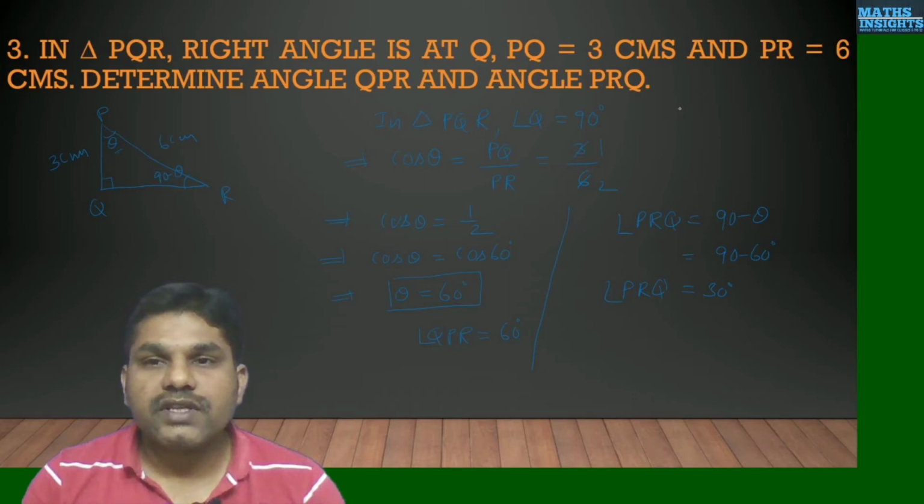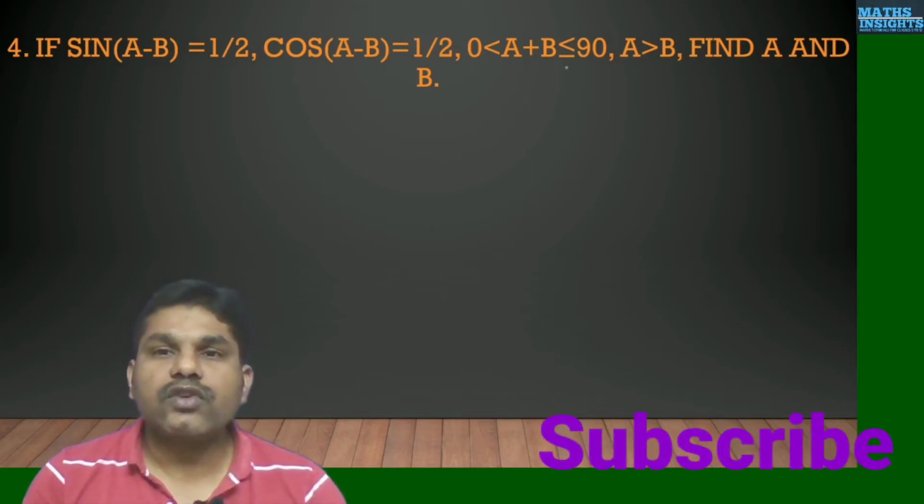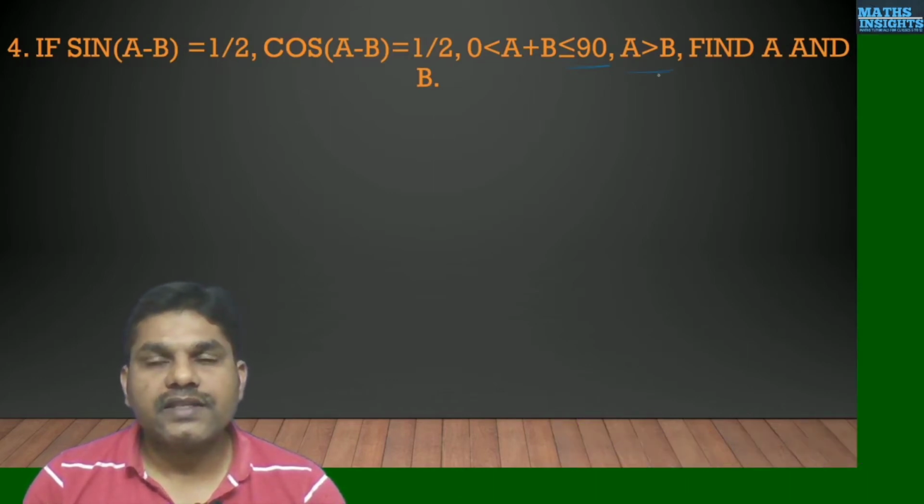See, if you see that sine 90 minus theta is equals to, this will become somewhat difficult, but you will get the answer as in this case. Those two will become same. If sine, this is the fourth problem actually. If sine a minus b is equals to 1 by 2, cos a plus b is equals to 1 by 2, and they are saying that this a plus b angle is between 0 and 90, including 90 but not 0, and clearly saying that a is greater than b, find angles a and b.